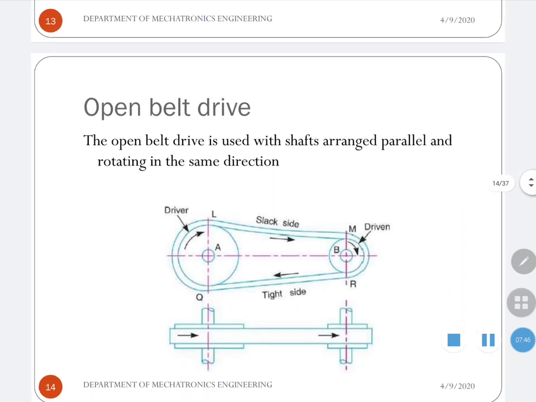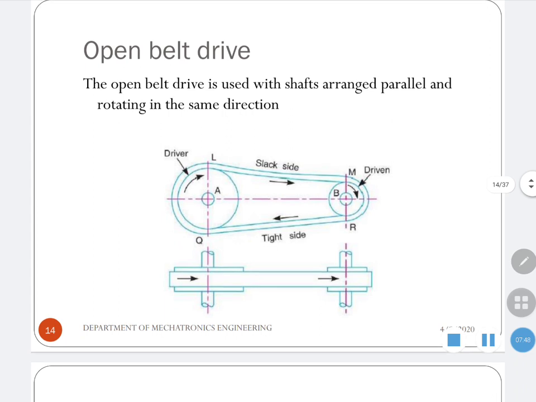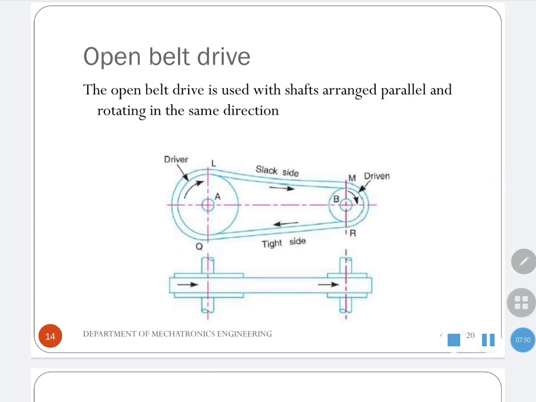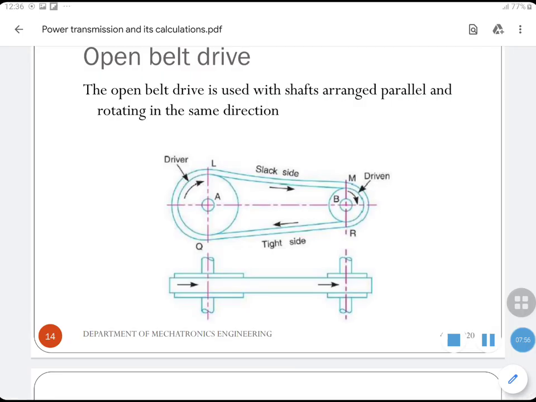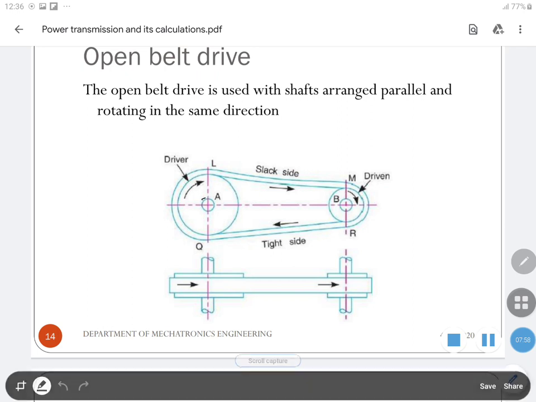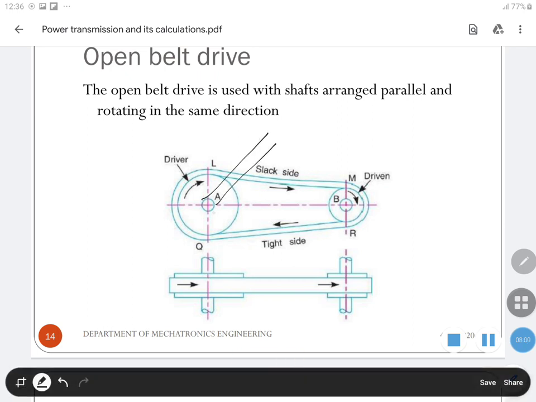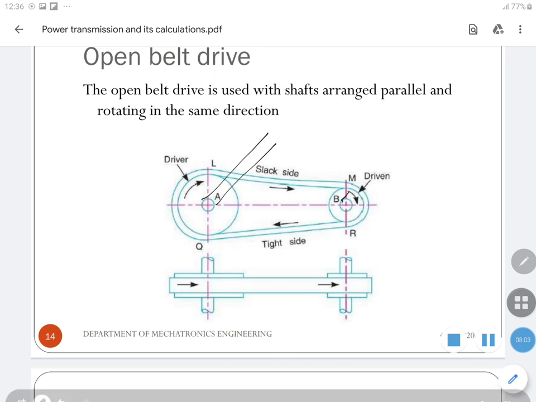Open belt drive is used with the shafts arranged parallel and rotating in the same direction. This is the normal type you would have seen in many places. So this is a pulley, and the shaft would be like this, and here is the other shaft. So these two shafts are parallel.